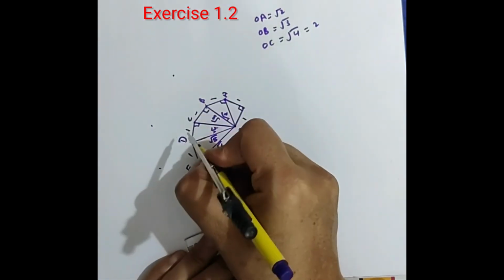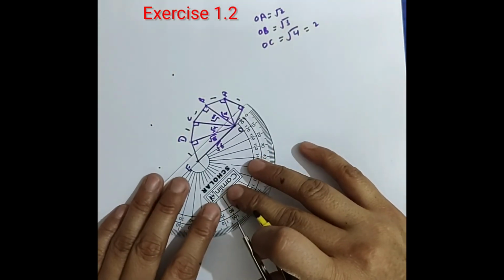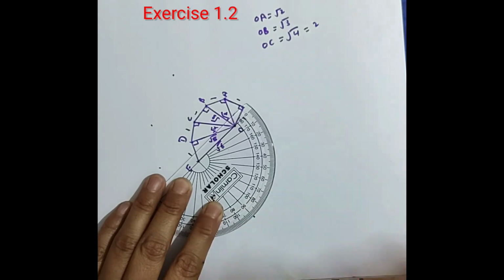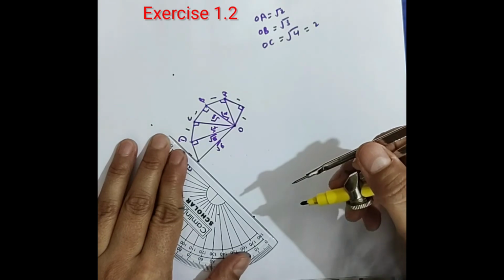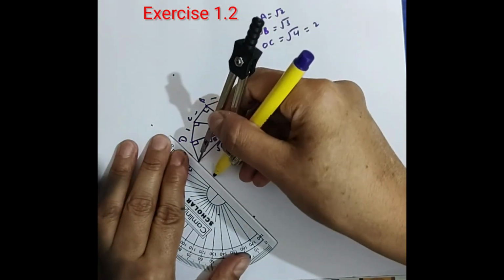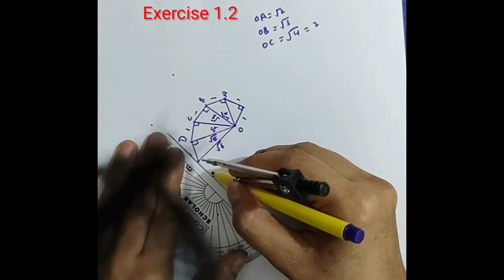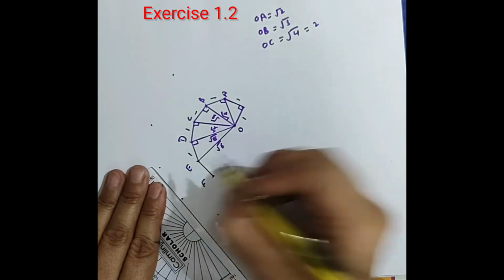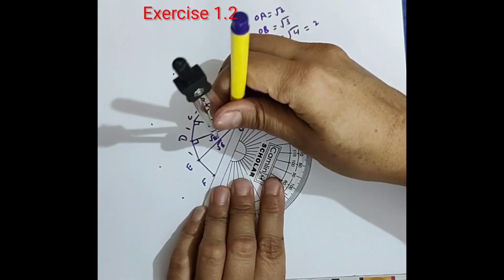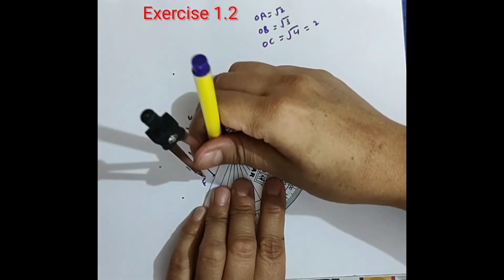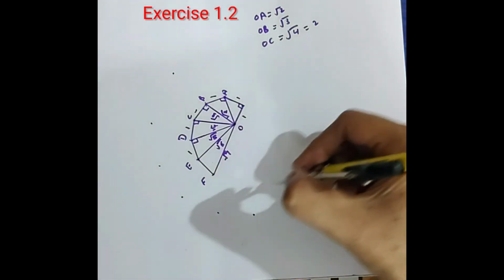Now again from E I will draw perpendicular on OE. This is my perpendicular. Now I will open my compass 1 unit and mark a point on this equal to 1 unit. Now join these 2 points. This point I'll take F. So if I join this F with O, I will get square root of 7. Correct? It will go on like this.